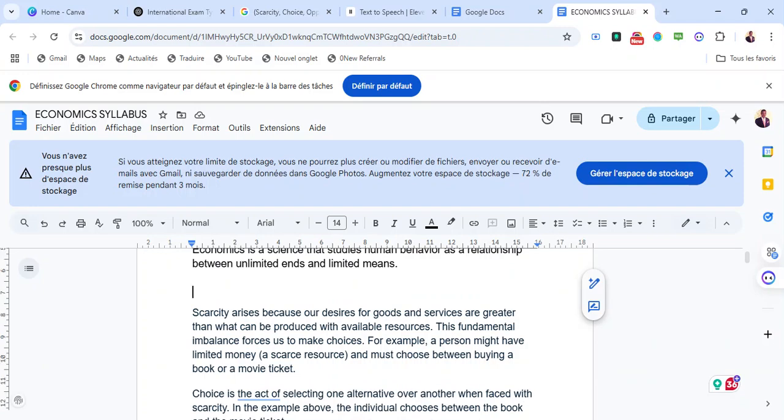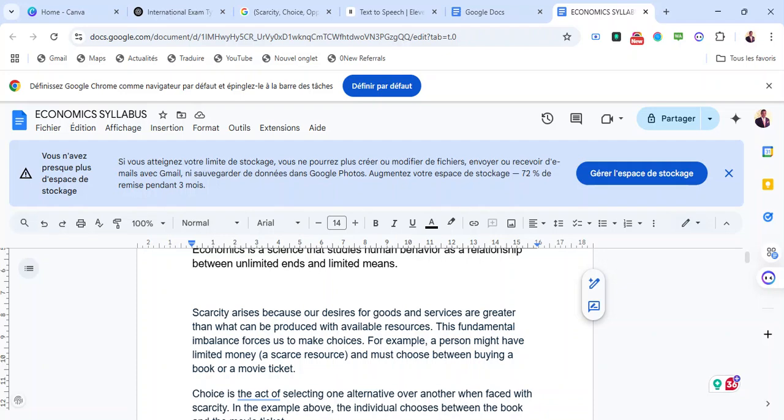Now we are going to look at scarcity. What is scarcity? Scarcity arises because our desires for goods and services are greater than what can be produced with available resources. So we desire goods, we desire services, but they are limited. They are limited because the resources that are available are very small. For example, we have goods, maybe a good like cocoa, which is used to make chocolate. Maybe that good is scarce. You see that there will be scarcity of chocolate.